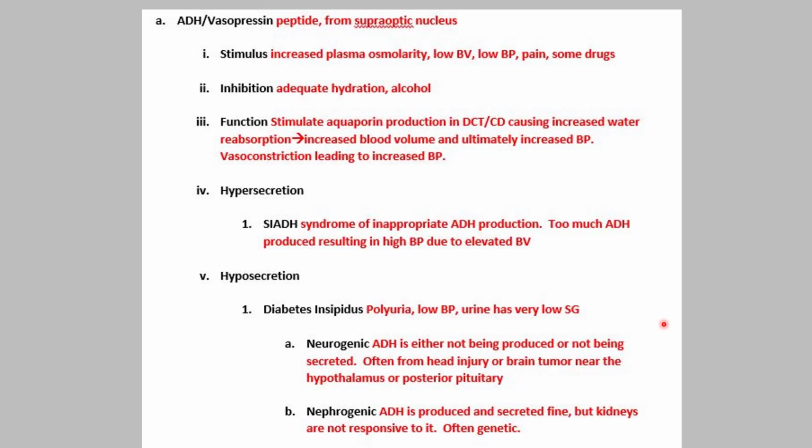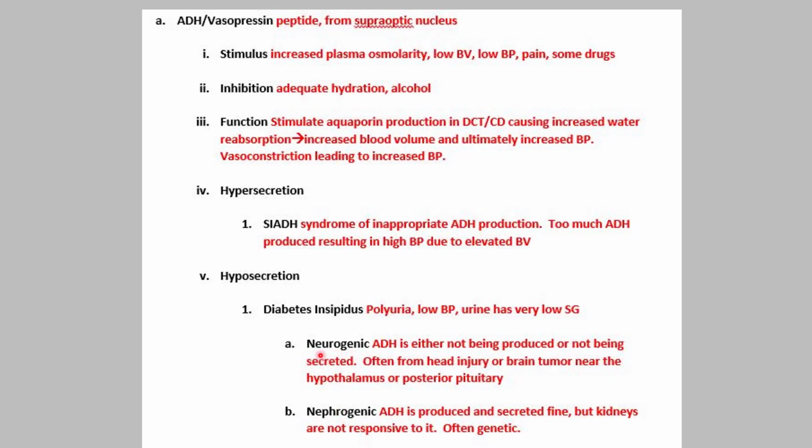So let's look at the two types of diabetes insipidus. First, there is neurogenic, and second, there is nephrogenic. Neuro means nerve related. Nephro means kidney related.